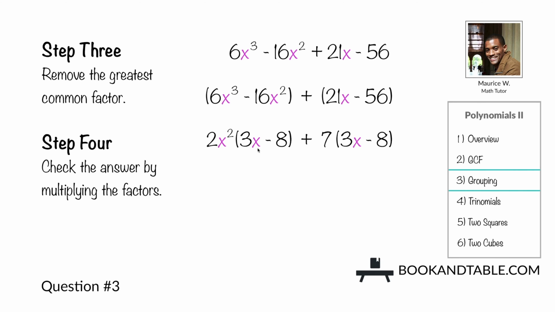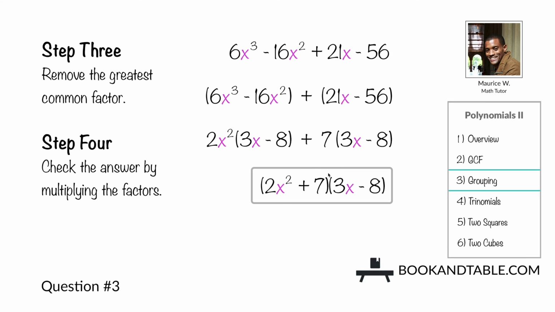So we want to remove that common factor, giving us 3x minus 8 as one factor, and 2x squared plus 7 as our second factor. So 6x cubed minus 16x squared plus 21x minus 56 is equal to 2x squared plus 7 times 3x minus 8.